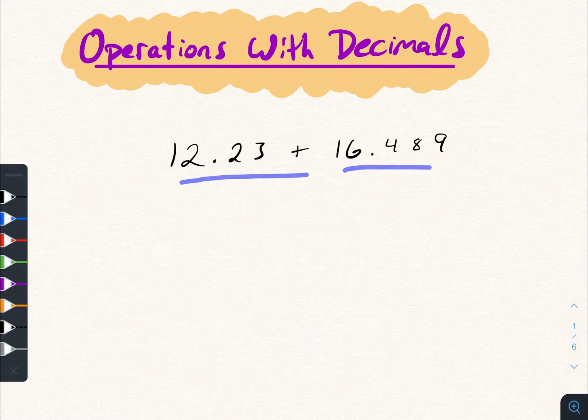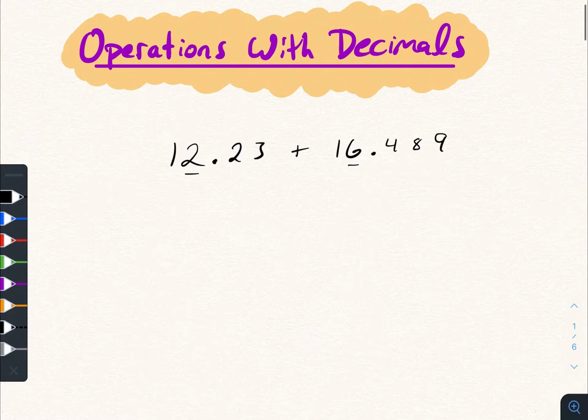Let's talk about how to do some operations with decimals. Addition is probably the easiest one to do here. First thing I would have mentioned that I didn't really talk about in the previous section: what is the decimal really there to do? The decimal is there to tell you where your ones place is, right?